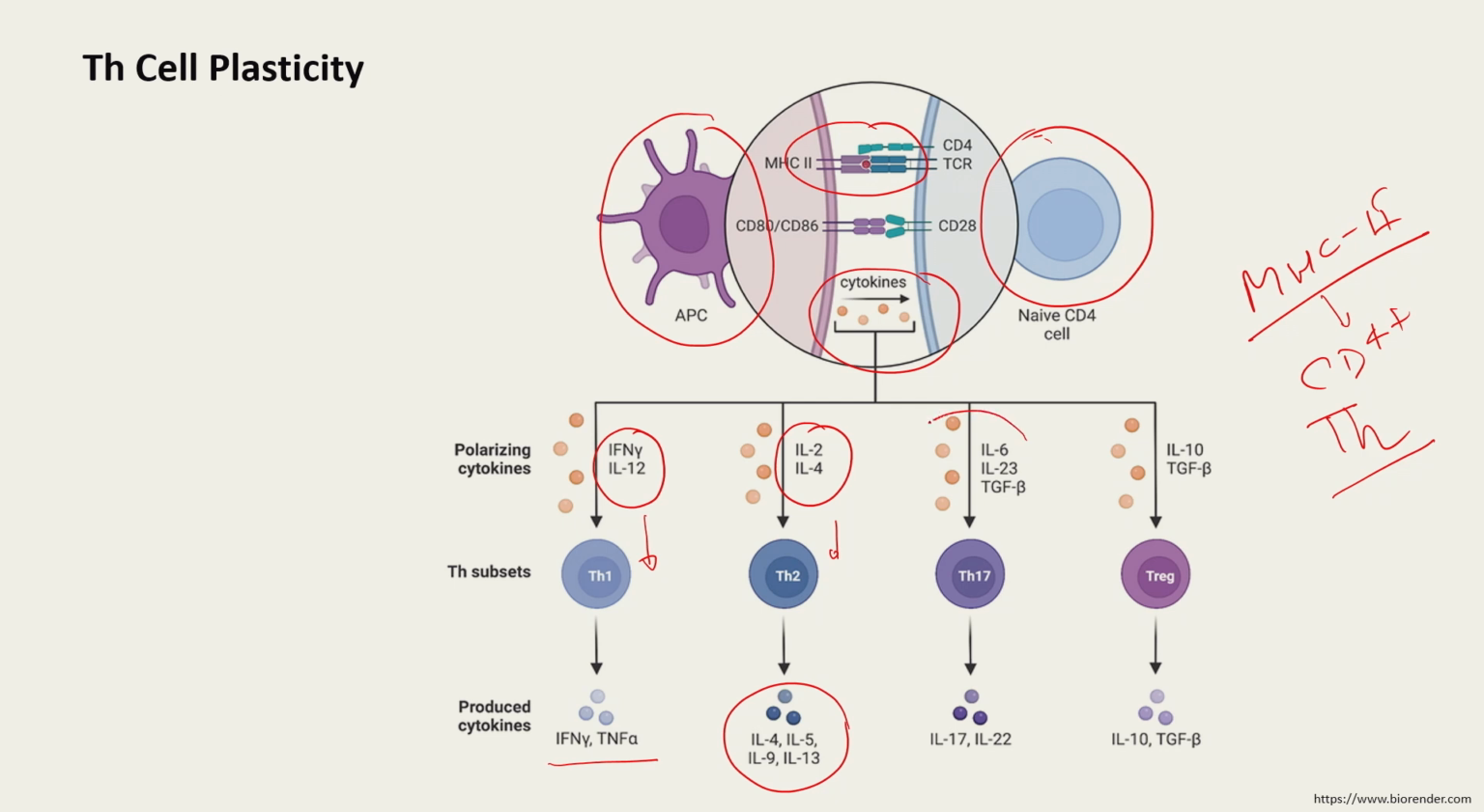Similarly, IL-6, IL-23 and TGF-beta, in combination or alone, can lead to a different subset altogether, such as Th17. Again, Th17 is a very important T cell population that can lead to production of IL-17 and IL-22. And then finally, if we get more expression of IL-10 and TGF-beta, we could lead to production of the T regulatory cell population, which can produce IL-10 and TGF-beta.